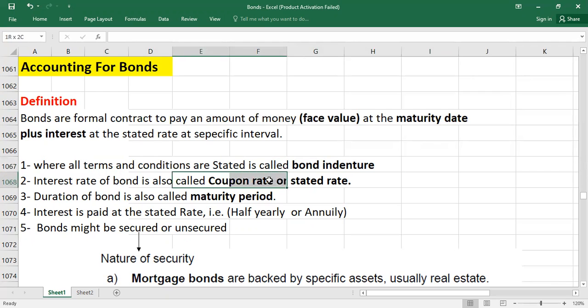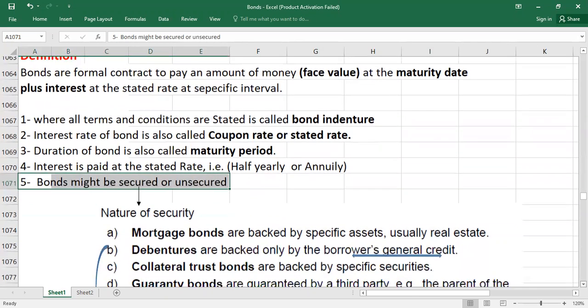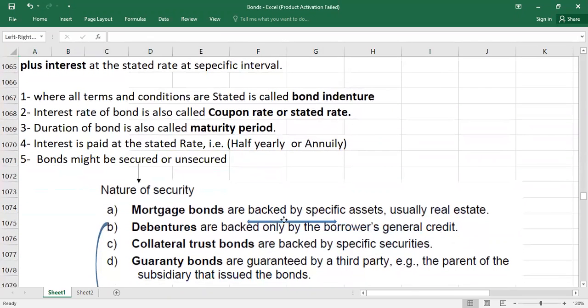As I told you, coupon rate or stated rate is the rate of interest which is mentioned on the bonds. Then the duration of the bond is also called maturity period. Interest is paid at the stated rate. It could be, as I told you, half yearly or annually. So bonds might be secured or unsecured. Secured means sometimes bonds are secured against real estate assets. If bonds are secured against real estate assets, that is called mortgage bonds.